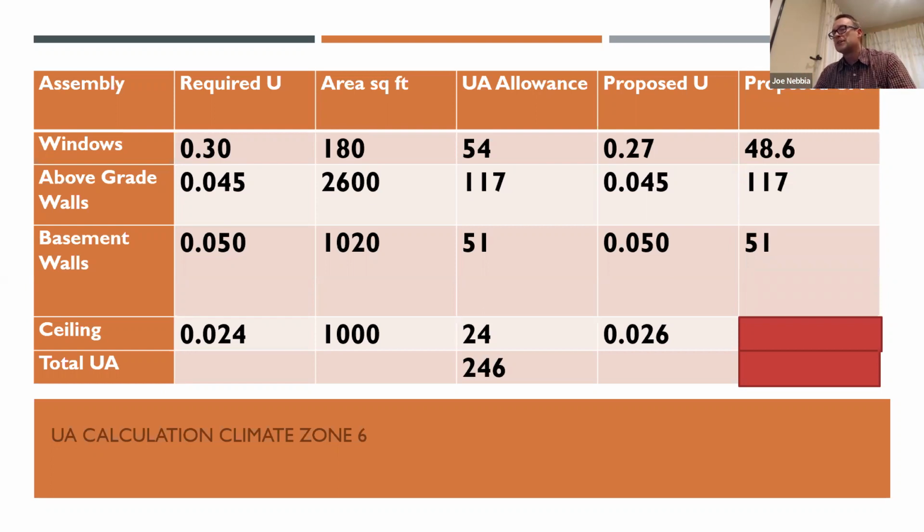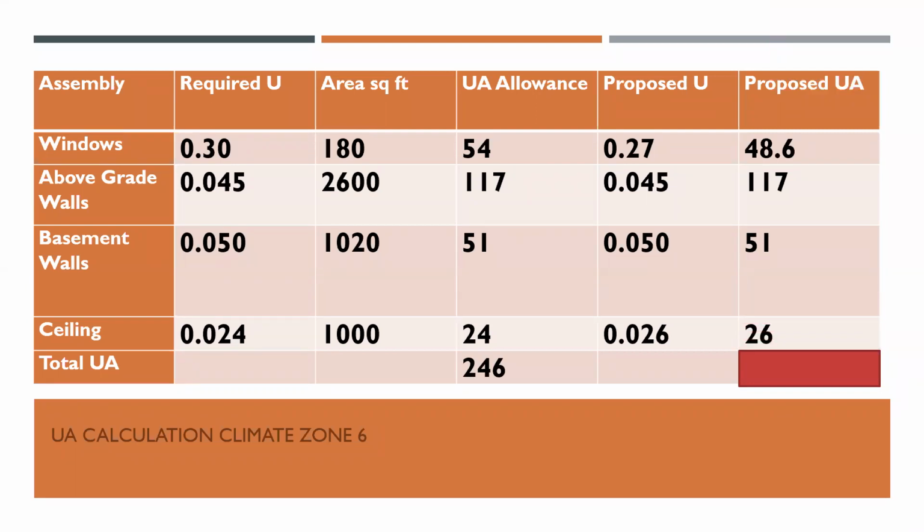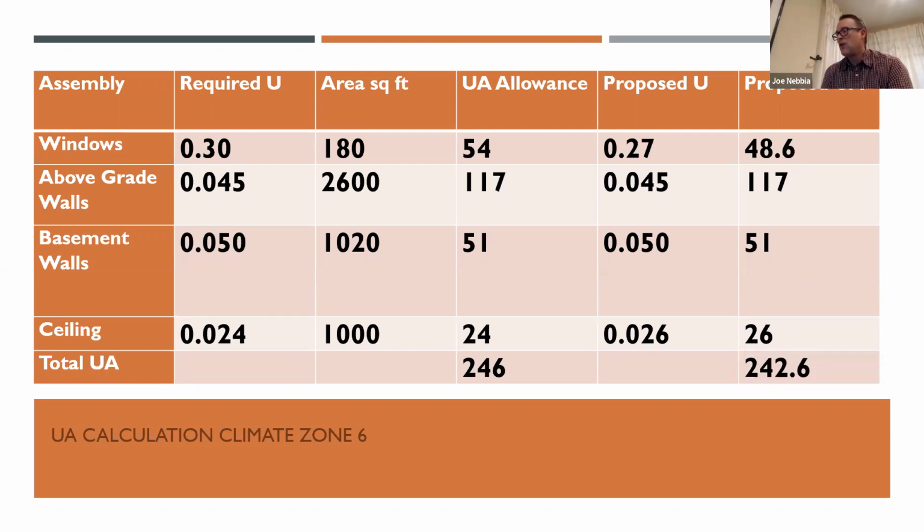But what I want to do, because I'm not used to building that way, is still put in my R49 in the attic, and I'm using a standard truss. So I'm not using the raised heel truss, I'm using a standard truss. And I get a 0.026 U factor for that R49 in a standard truss. And that means my proposed UA is 26. If I add that all up, I've got a 242.6, which is still just under where I need to be. So I'm compliant.